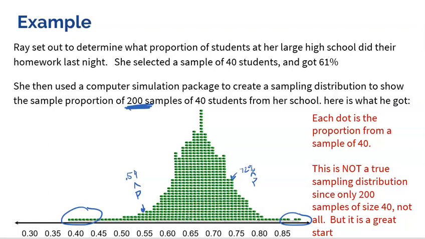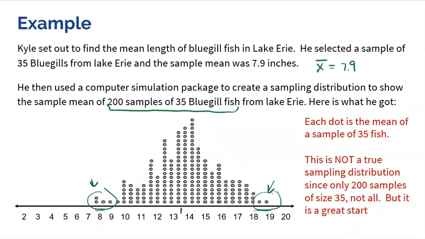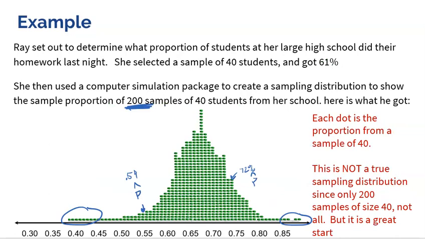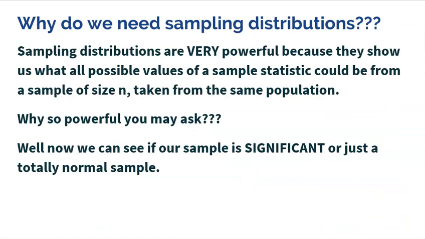But the most important thing is that you understand that it's going to be normal, whether you're working with means, here's the means of a bunch of samples of fish, or the proportions of a bunch of samples of students. They're always going to be normal. And that's where the central limit theorem helps us.